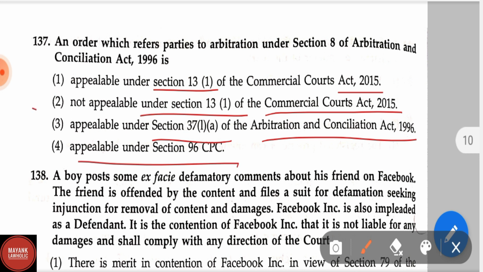In the given options, option number 2 is the correct answer: not appealable under Section 13 clause 1 of the Commercial Courts Act 2015. This is the correct answer. Section 13 of the Commercial Courts Act talks about the appeals from decrees of commercial courts and commercial divisions.